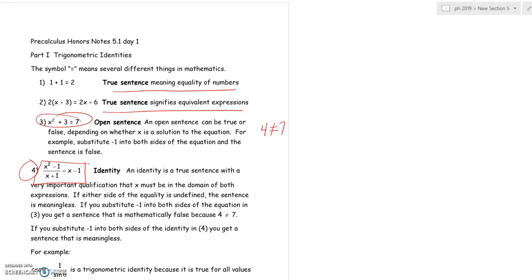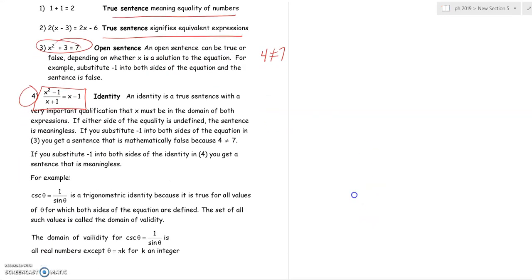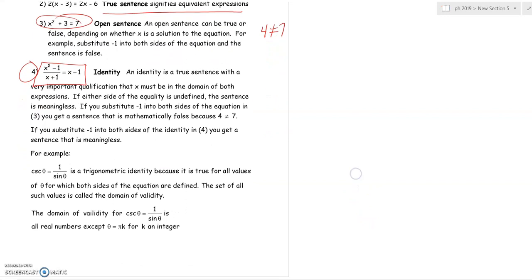I think it might help if we talk about another example. Cosecant theta equals 1 over sine theta. That's a trigonometric identity because it is true for all values of theta for which both sides of the equation are defined. The set of all such values is called the domain of validity.